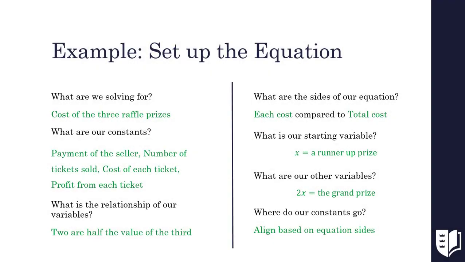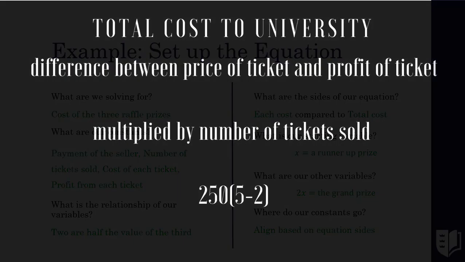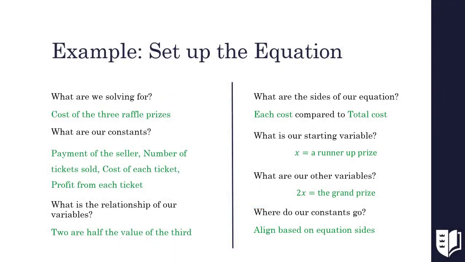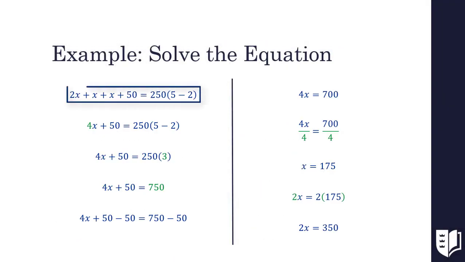We know the total cost to the university can be represented by the difference between the price of each ticket and the profit from each ticket multiplied by the number of tickets sold. Let's go ahead and put 250 times the quantity 5 minus 2 on the right side of our equation. Now that we have our equation, we can go ahead and solve for x. We start with 2x plus x plus x plus 50 equals 250 times the quantity 5 minus 2.